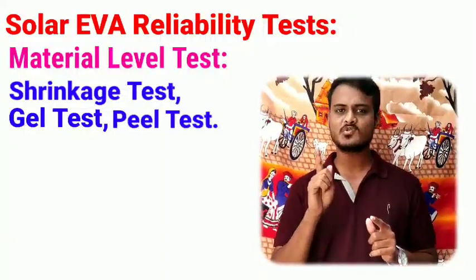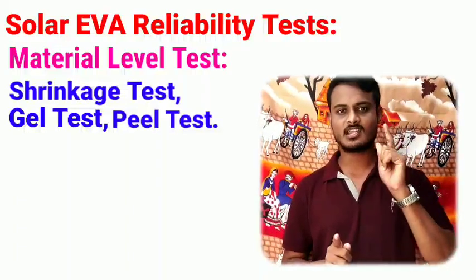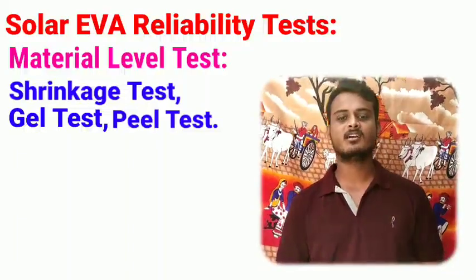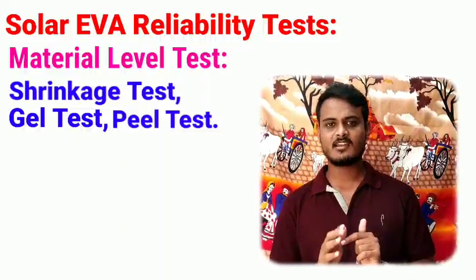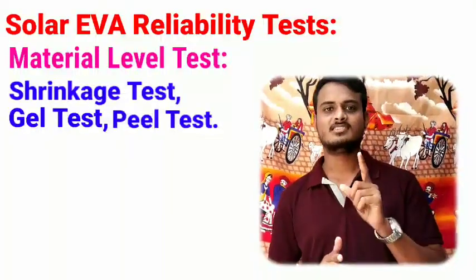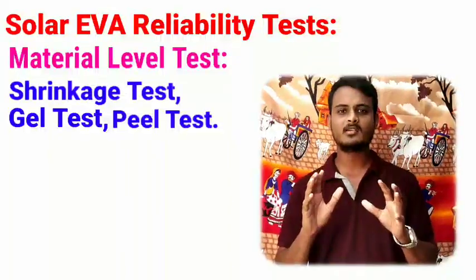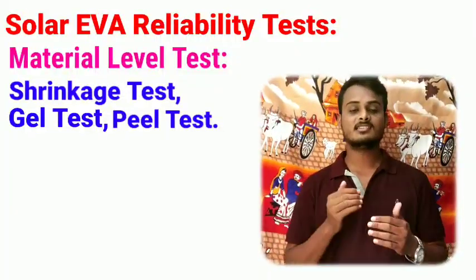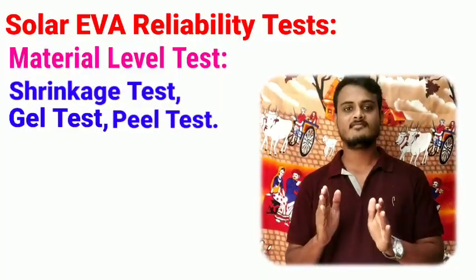The gel test is a crucial part of the solar manufacturing industry. The particular solar EVA must have greater than 75% gel content. Let me give a definition of the gel test. What does gel mean? The degree of copolymerization percent is known as the gel test. We need greater than 75% only. That is the good EVA.